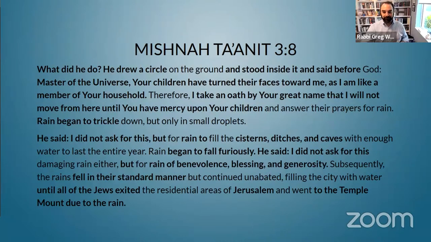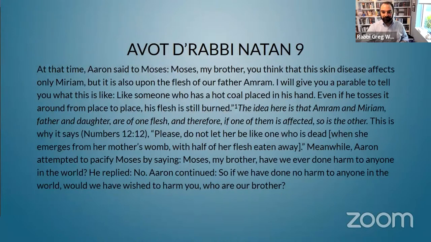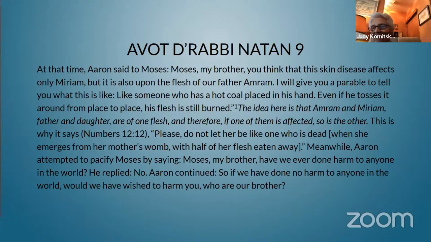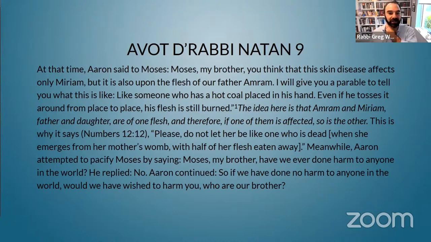I'm going to show you a story. Okay. This is an episode from the Midrash called Avot Rabbi Natan. It comes a little bit later than the Mishnah. And it's the story of Moses and Aaron and their sister Miriam.